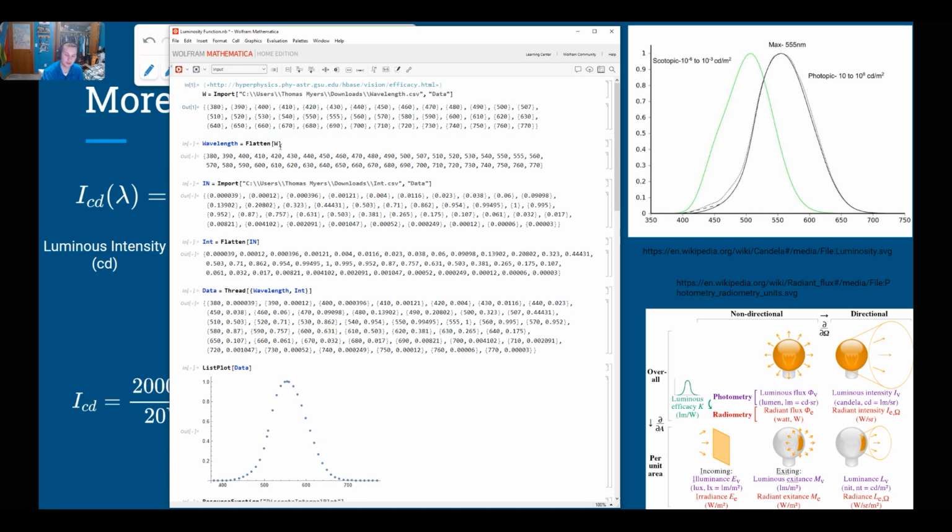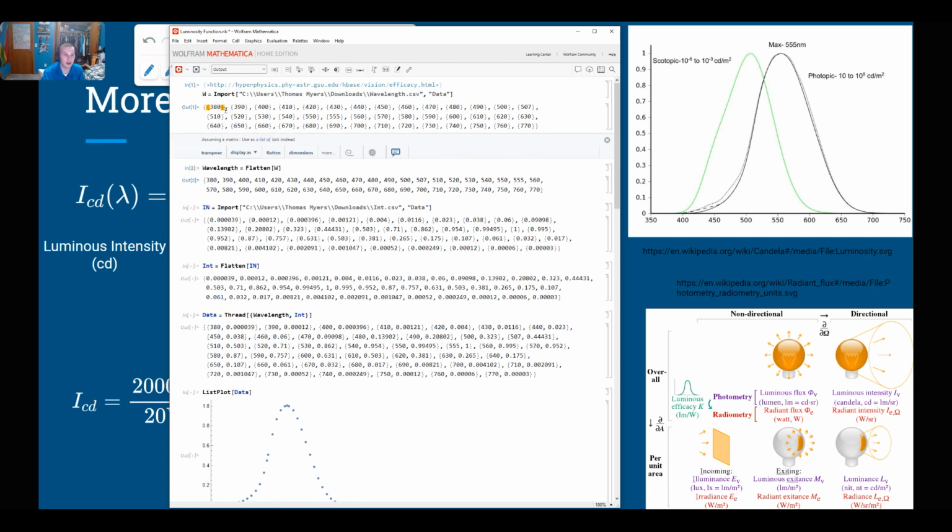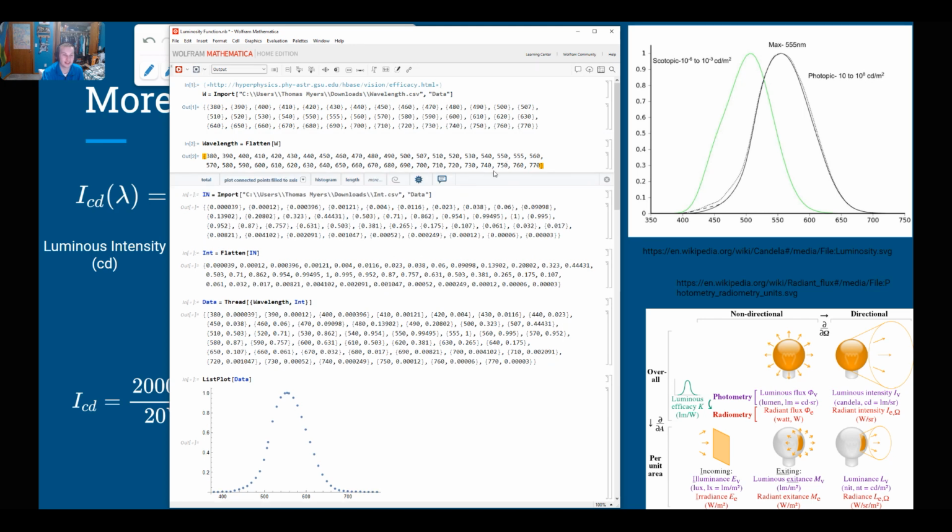Then what we have to do is flatten. Mathematica is kind of known for being very finicky. If you look up here, it's got bracket, 380, bracket. That means 380 is in its own array, but it's also part of the bigger array. Flatten just gets all the numbers inside of one array, and you'll see why this is important.